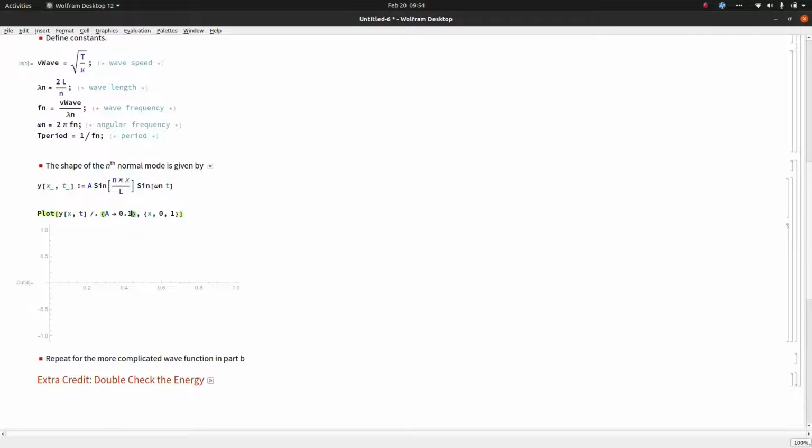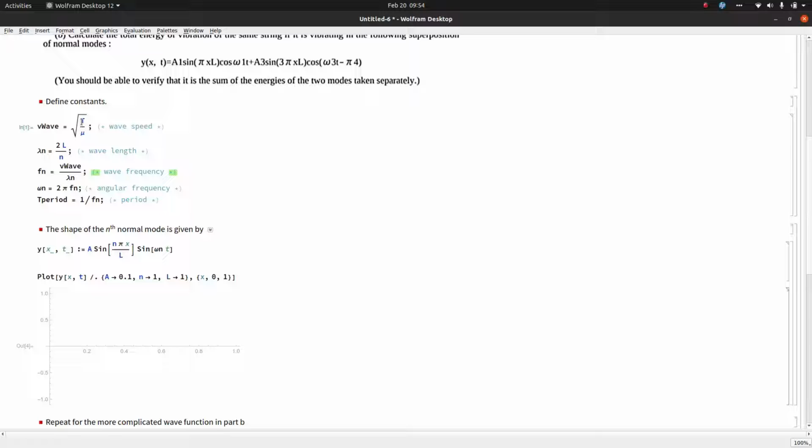We'll set the amplitude equal to 0.1. We'll make the mode number 1. We'll make the length of the string 1. And I also have some constants up here I need to define. So I'll need to define the tension and the mass per unit length. So I'll say the tension. I don't want it to vibrate too fast, so I'll give it a smaller tension. And I will give it a mass per unit length, which you can get that mu character by escape and escape.